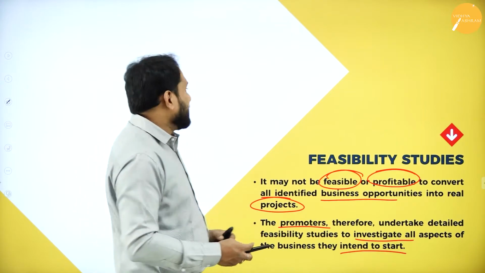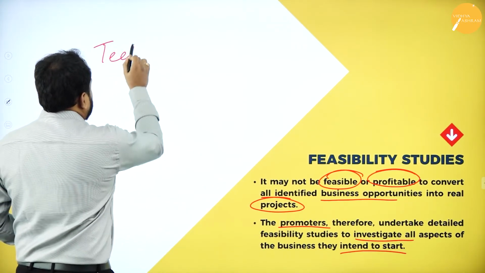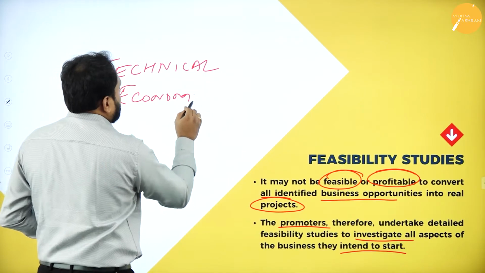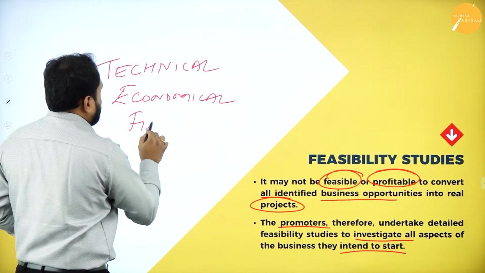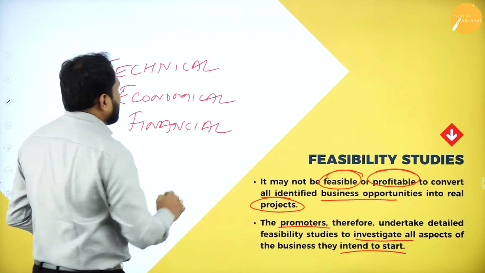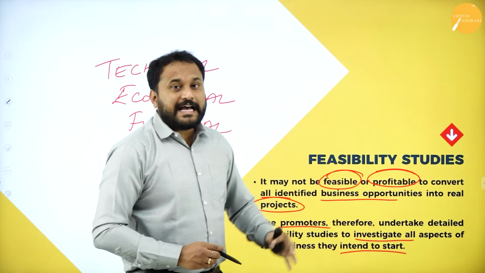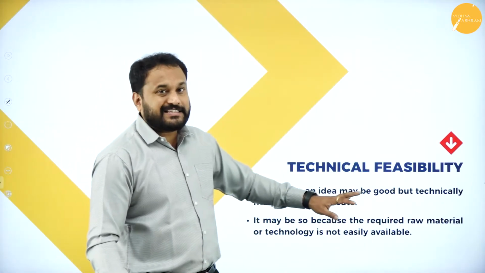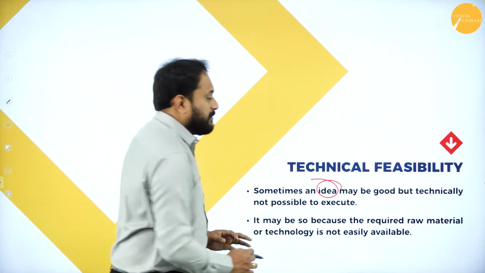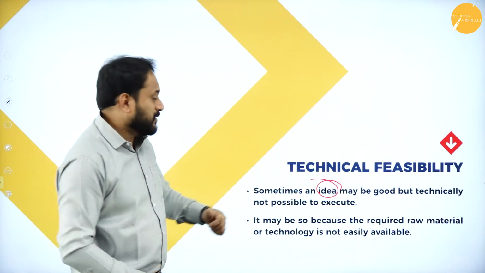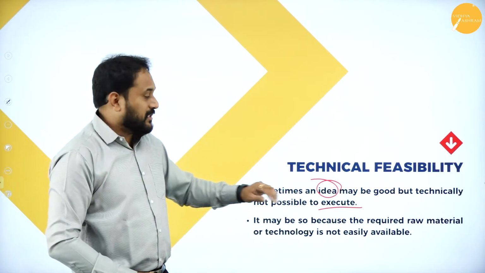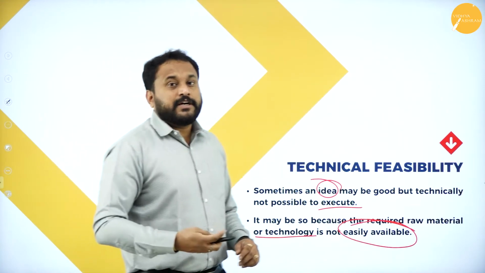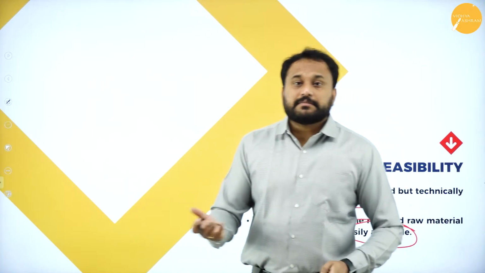So I told you about these three things: technical, economical, or financial. These are the real aspects which you need to see, whether it is possible or not possible. Now, what is technical feasibility? Sometimes an idea may be good, but technically not possible to execute. It may be so because the required raw material or technology is not easily available. At that moment, it is not available, so you can't start the business.